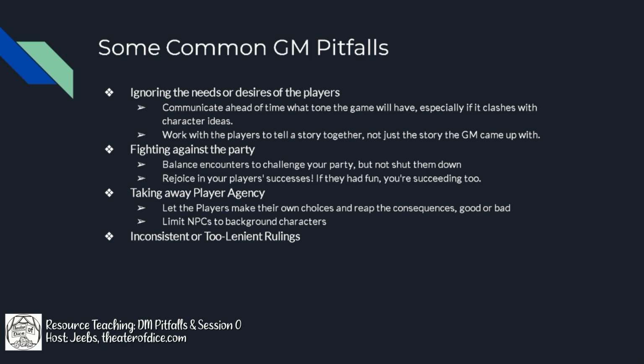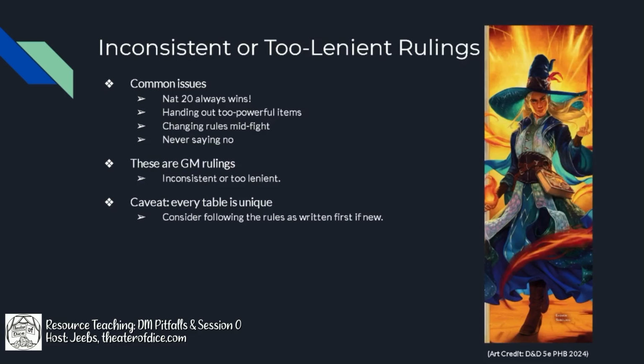The next one, inconsistent or too lenient rulings. Ever hear something like this at the table? "I roll to seduce the dragon." "Natural 20. You level up and gain extra attack and a +3 Vorpal sword." Or how about, "That spell seems too strong. Let's make a concentration check to see if you can actually cast it or not." Or a new GM that says, "I heard a GM should never say no."